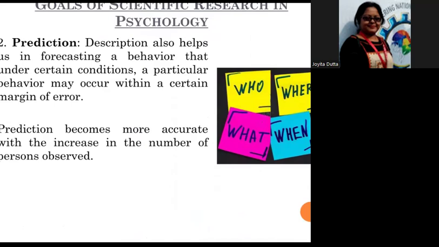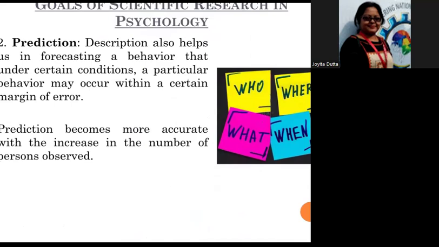Goals of scientific research in psychology. First, we said, is recording and reporting. So you are understanding what you are going to talk about, you're observing that. Once you're observing it and reporting it very minutely, okay, the person behaved in this way. Next, you're making a prediction. Prediction also helps us in forecasting a behavior.